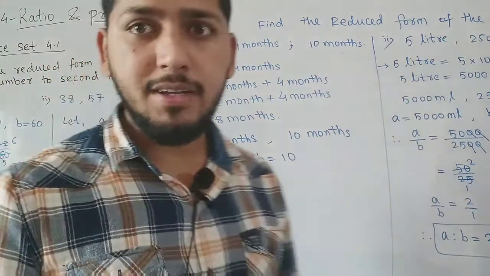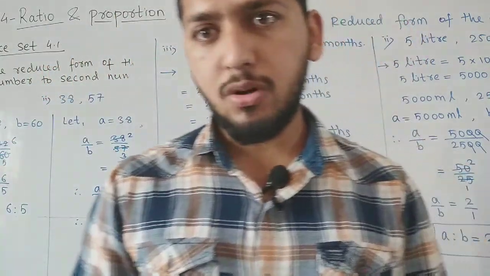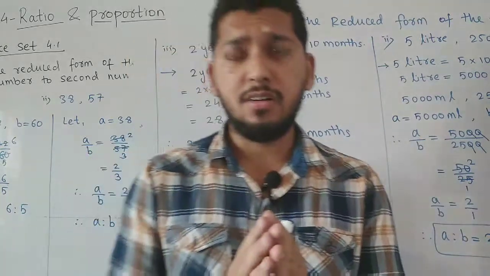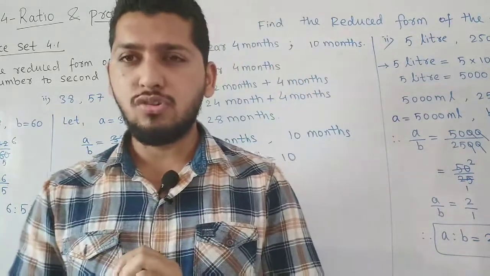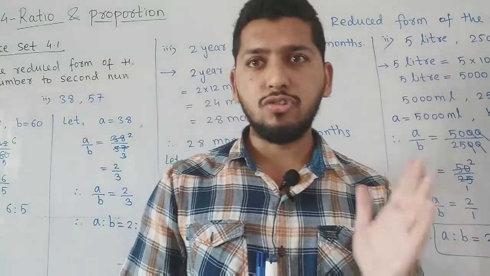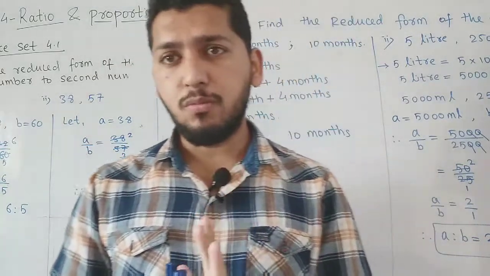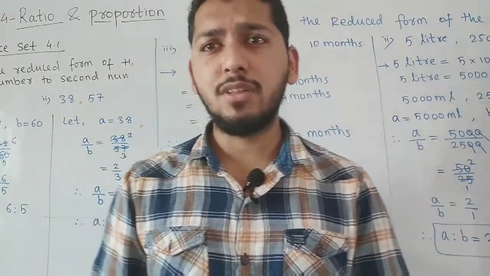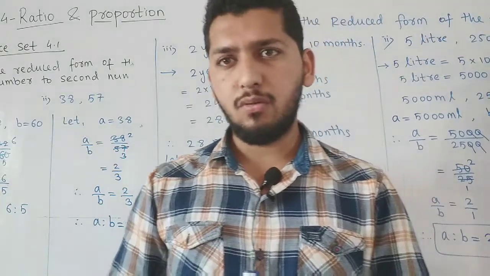So this completes the question number 1 and question number 2. So in the first lecture we have completed the two questions, that is question number 1 and question number 2 from the ratio and proportion. In the next lecture we'll continue with the question number 3, 4 and 5.